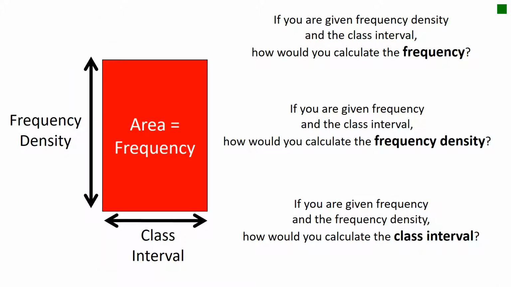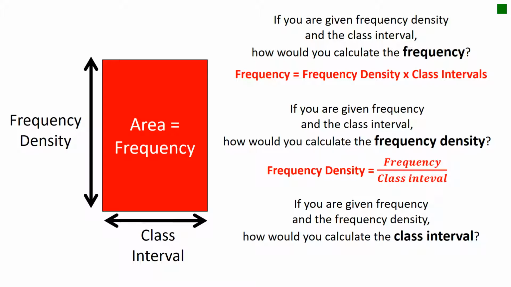So if we look at an individual bar taken from a histogram, we can see that on the side we label it frequency density, along the bottom class interval, and the area is the frequency. So how would we calculate the frequency? Frequency is equal to frequency density times class interval.